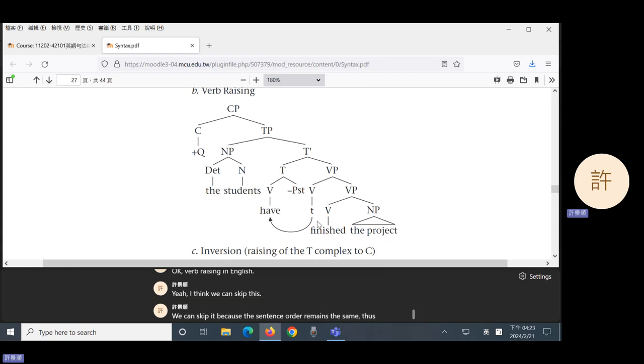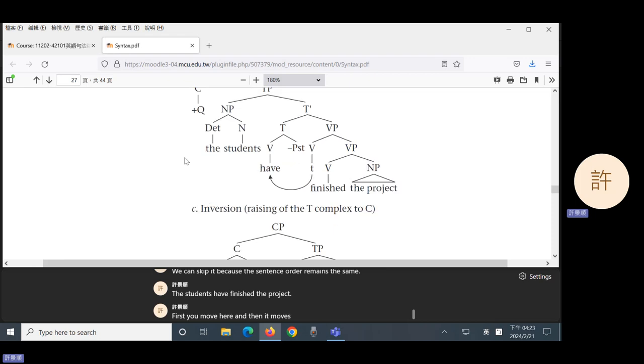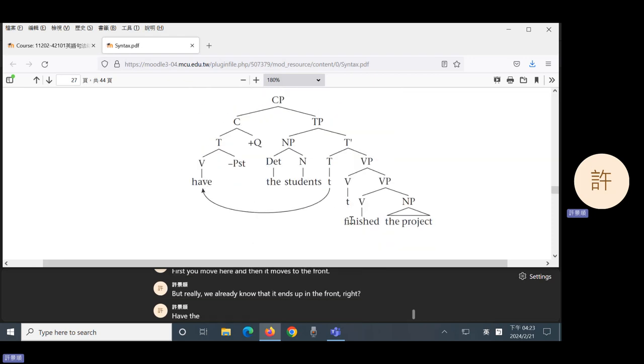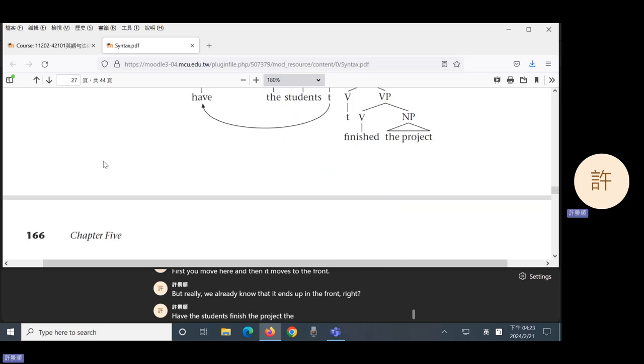The students have finished the project. First you move here and then it moves to the front. But really we already know that it ends up in the front, right? Have the students finished the project. The internal movements we can skip.